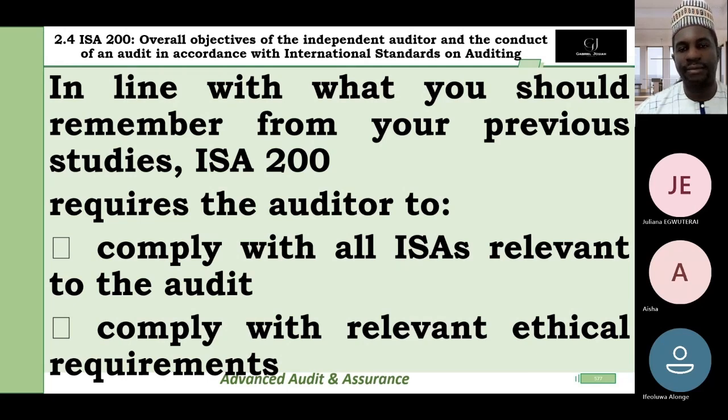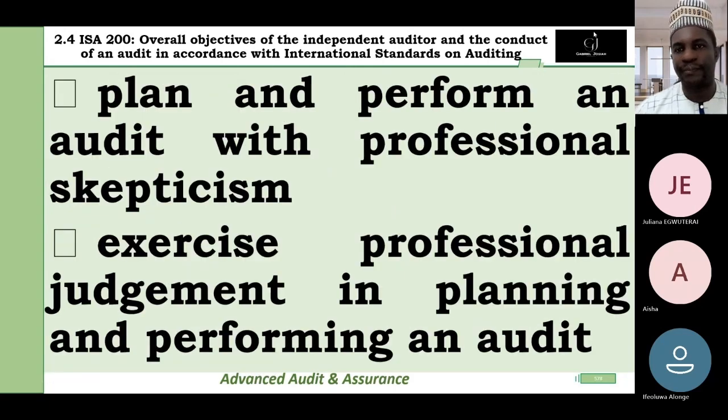So ISA 200 is like the mother that guides the applicability of all the other ISAs, and also every ethical requirement based on the auditor's judgments must be applied during the course of any engagement or any audit work that is embarked upon. Also, plan and perform an audit with professional skepticism. So have an inquiring mind, question the financial statements, their reliability, their true and fair view. It's an important aspect of the audit work. So professional skepticism is very important.